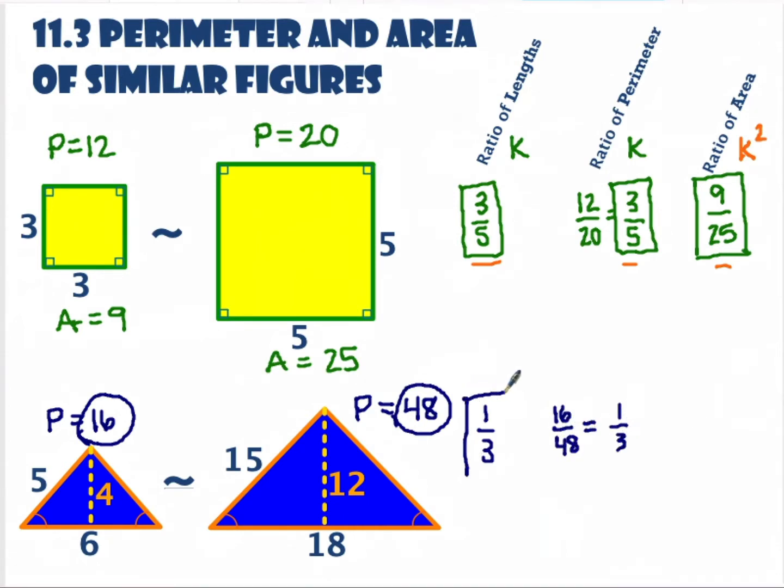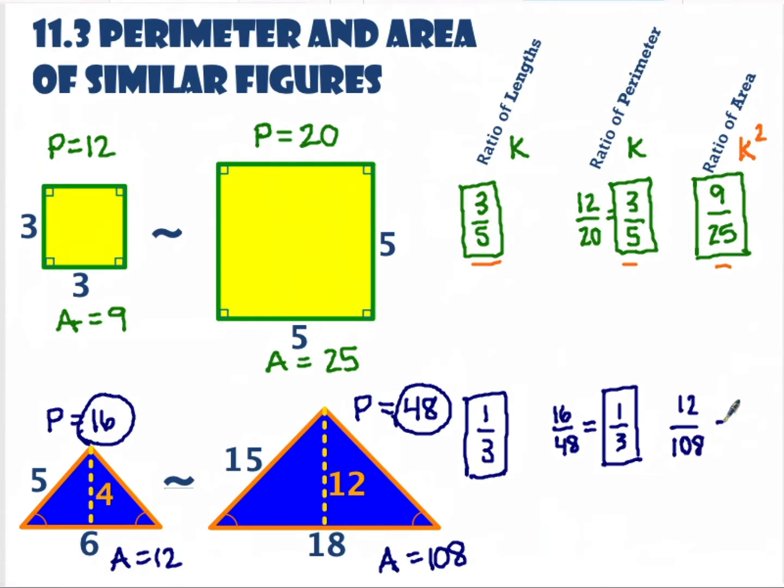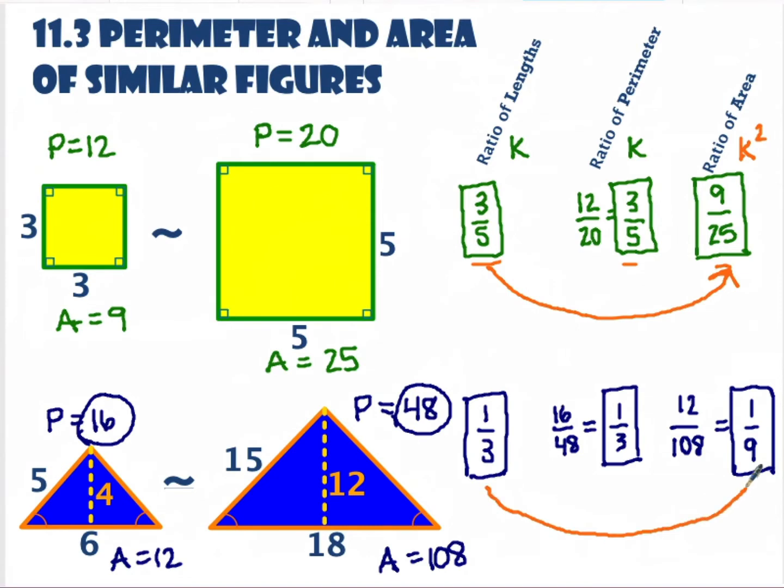Maybe you weren't surprised. The ratio of the lengths of those triangles is the same as the ratio of the perimeters of those triangles. Now let's check that area. This time we're thinking 1/2 base times height, 1/2 base times height. And we get an area of 12 and an area of 108. So that ratio, 12 over 108, what does that reduce to? Actually reduces to 1/9. So remember on the squares, we took the 3 and the 5 and squared. And on this one, it actually works just the same. We could take the 1 squared and the 3 squared, and we get 1 over 9. And so we say the ratio of the areas is just the square of the ratio of the lengths.